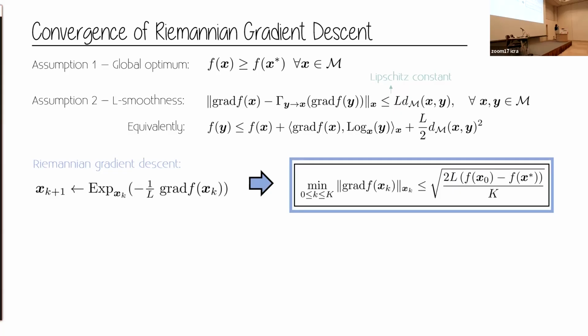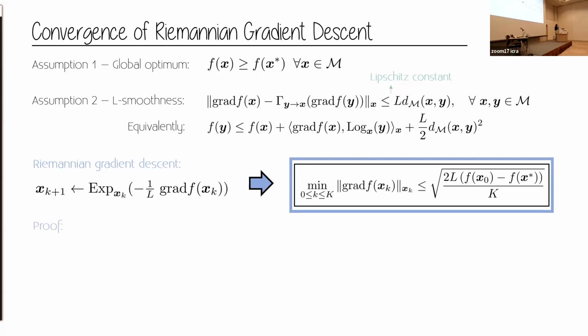So you see that the norm of the gradient at iteration k is smaller or equal than the square root of the value of the function at x0, so where you started your optimization, and the value of the function at the optimum. And this is scaled by the Lipschitz constant and divided by the number of iterations. Okay? So what that also means is that when you have an infinite number of iterations, you are sure that the norm of your gradient is converging to 0. So basically your optimization algorithm converges.